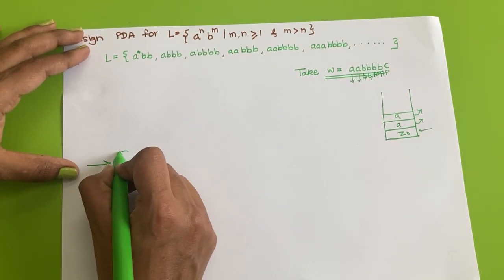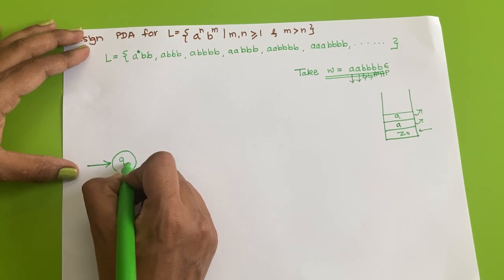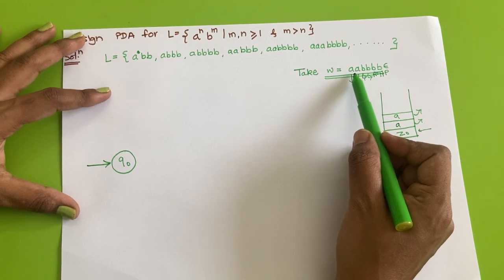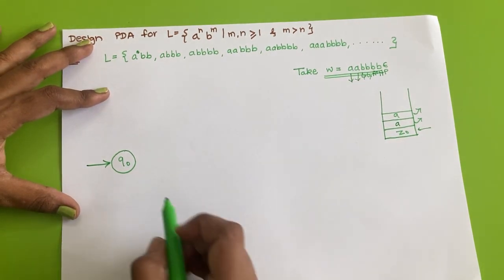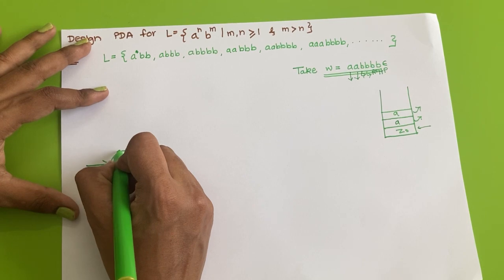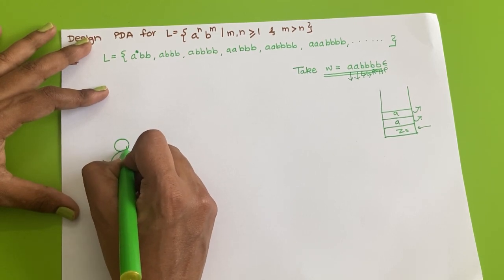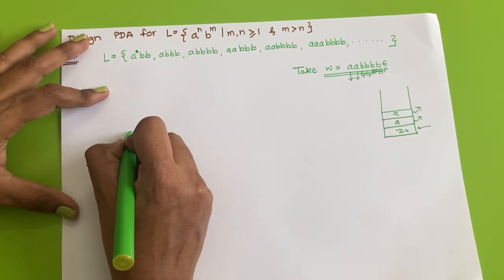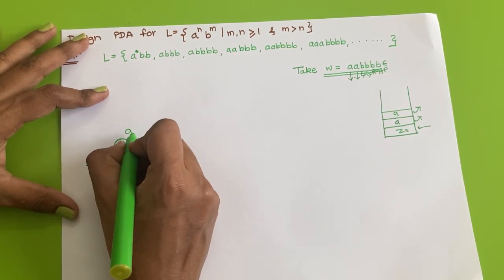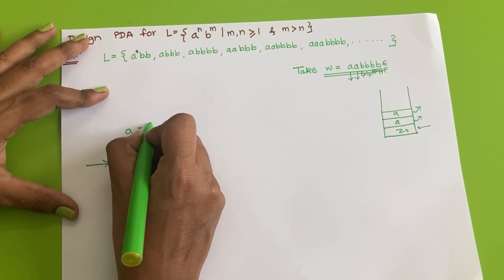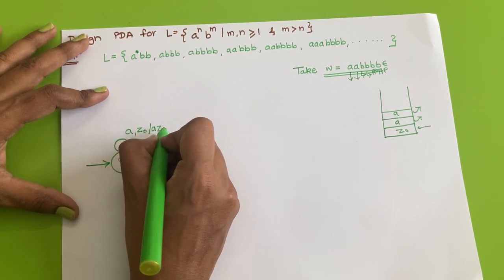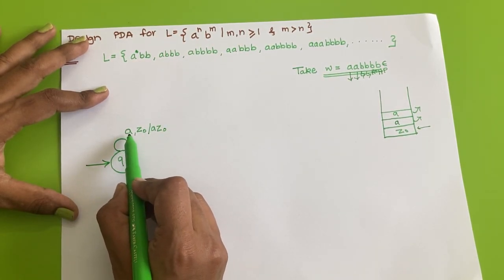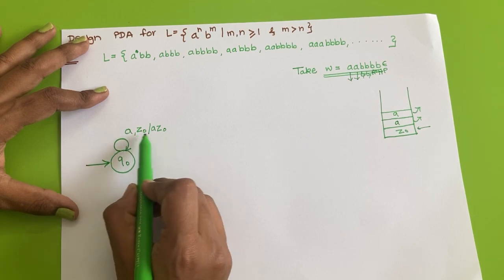We will take Q0 as the initial state. Now the first thing is that we have to push all the A's onto the stack. So here I will repeat the push operation. The first condition is: we are reading input symbol A and top of stack is Z0, then we have to perform the push operation, that is A Z0. This transition will be executed only a single time.